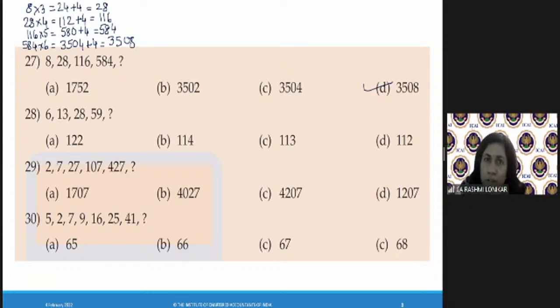Let me increase the number a little bit and see what happens. So when I did 28 into 4, I got 112, which is very near the number 116. So I came to know.